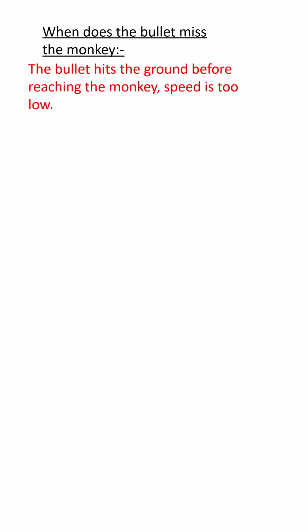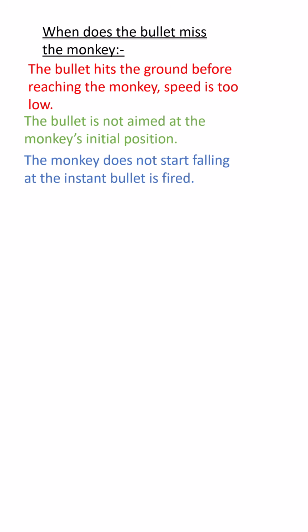When does the bullet miss the monkey? The bullet hits the ground before reaching the monkey. Speed is too low. The bullet is not aimed at the monkey's initial position. The monkey does not start falling at the instant bullet is fired.